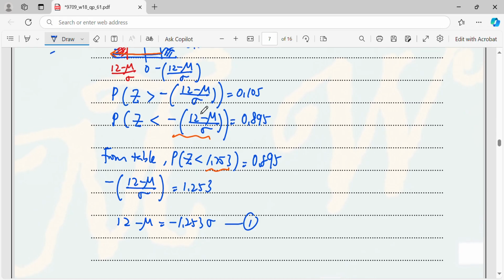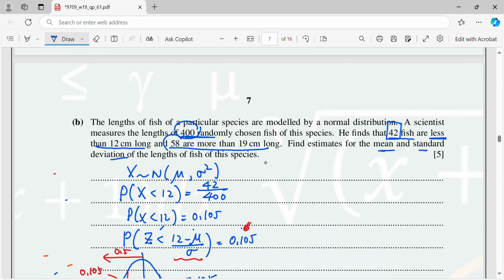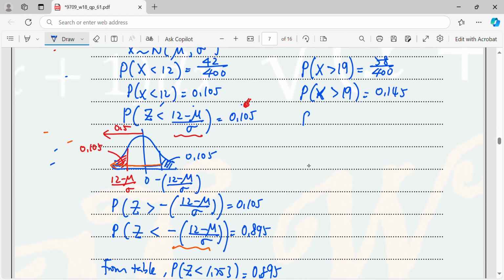Okay, so I have to repeat all these steps for the second value. 58 out of 400, the length is greater than 19 because it's more than. So I will write P(X greater than 19) and the probability is 58 over 400. Therefore, P(X greater than 19) is 0.145. And now again, you standardize it. So P(Z more than (19 minus mu) over sigma) is 0.145.